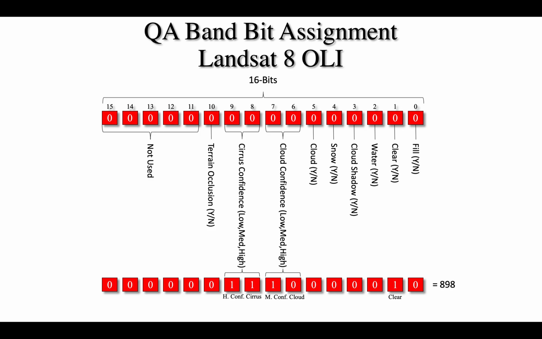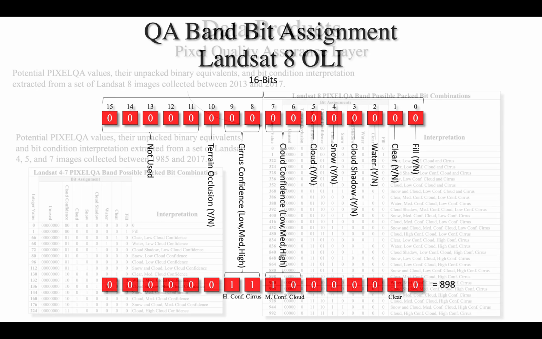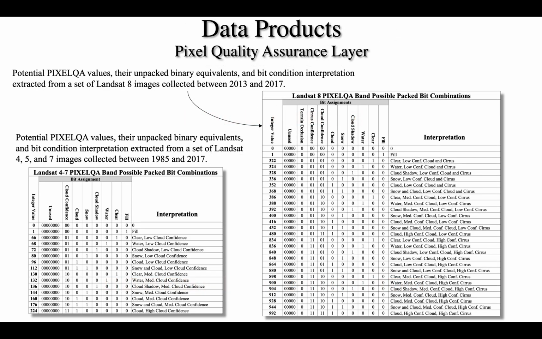In this example, bits 1, 7, 8, and 9 are turned on, indicating a clear pixel, but with medium confidence of cloud and high confidence of cirrus cloud. Converting this bit combination to an integer would equal 898. These integer values are what you typically see inside the image if you query it with image processing software using a cursor.